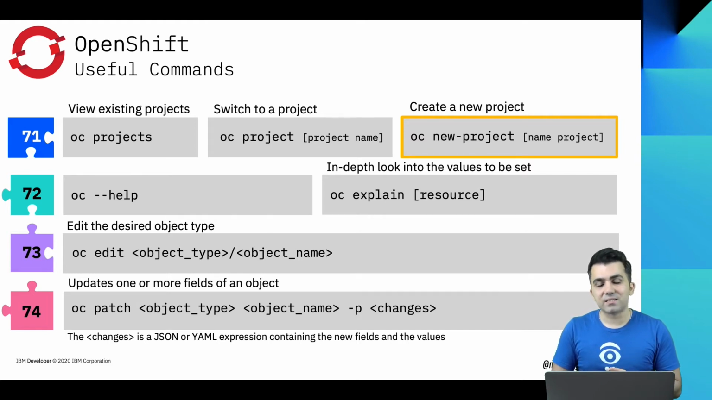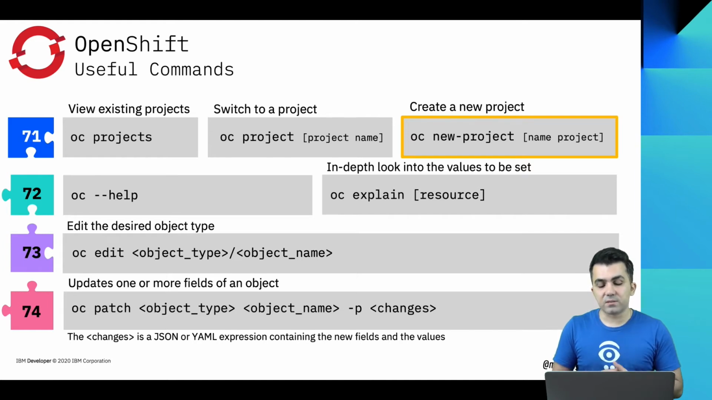The other one is edit. Edit is quite useful. With oc edit, you can edit some of the existing object types and object names, like edit deployment and then your name of deployment, or services and name of services, and then you can go into the YAML file and things like that.